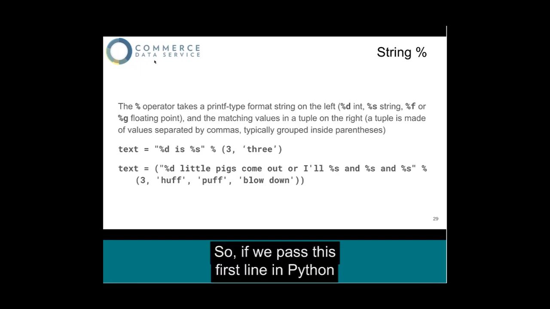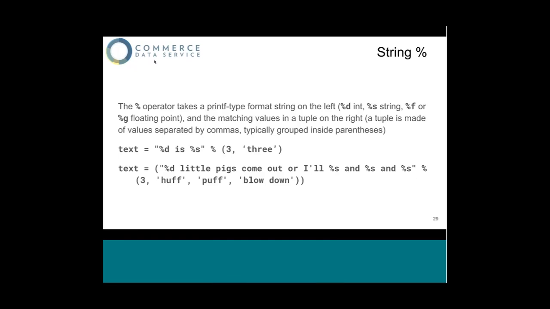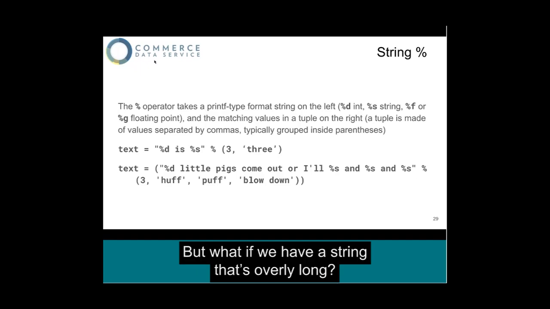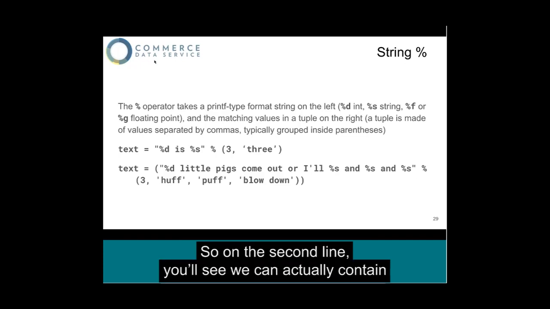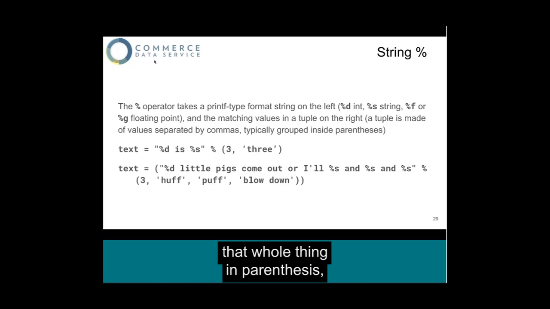So if we pass this first line in Python and we print text, it'll get us 3 is 3. But what if we have a string that's overly long? We have a bunch of things we want to put into it to build out our sentence, right? So on the second line, you'll see we can actually contain that whole thing in parentheses, and then Python will be able to differentiate if it spans multiple lines or what you're trying to replace with. So either one works.